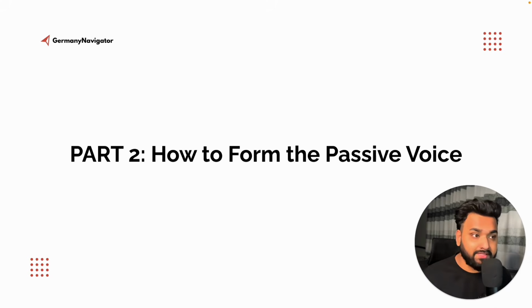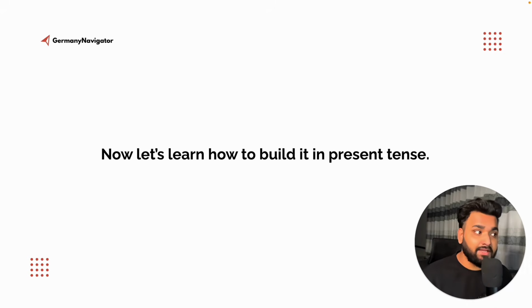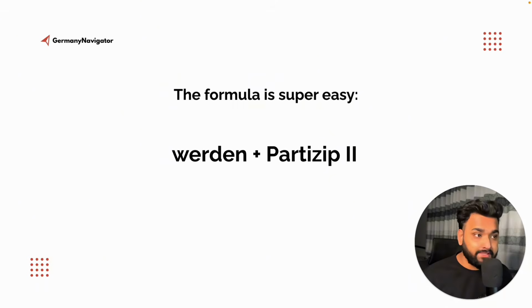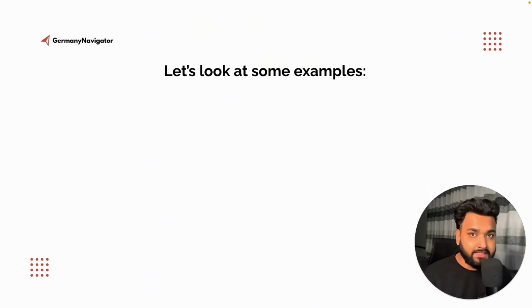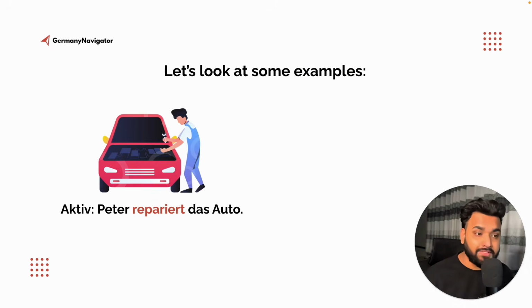Now let's continue with the second part of this video, which is how to form the passive voice. Now let's learn how to build it in present tense. The formula is super easy. Werden plus Partizip II of the verb. Let's look at some examples. In active voice, you say Peter repariert das Auto. Here is the focus. You can see we have the subject Peter.